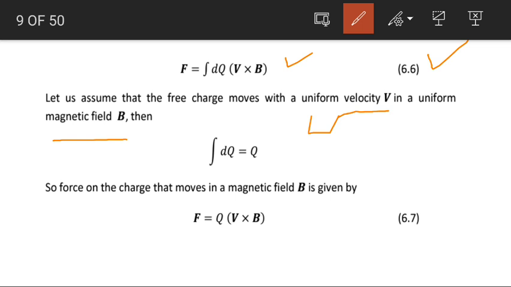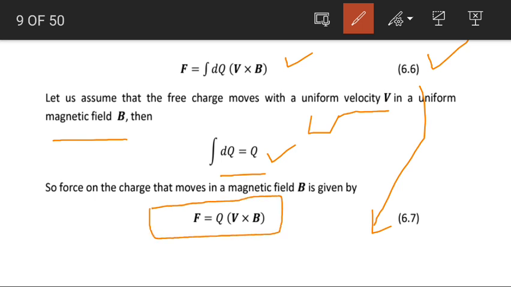So the integration of the differential charge will be equal to the total charge inside the conductor. So equation number 6.6 can be written as the force which is experienced by the free charge inside this conductor is given by equation number 6.6. So this force will be equal to Q into V cross B.